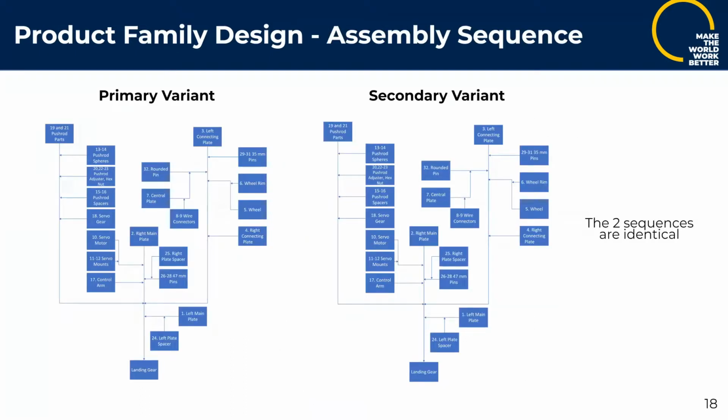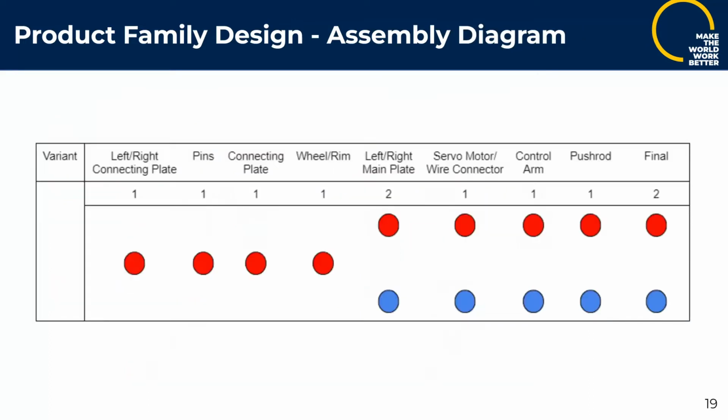So pulling our assembly sequence from before, we have created a primary and secondary variant version for the two variants. As you can see here, the two sequences are actually identical due to the fact that the only differentiating part of our product is the left and right main plate. So if we take a look at the next slide, we will see the assembly diagram. As I mentioned before, the only difference is the main plate, and that is actually assembled midway through the product. So some of the parts to the right of that can only be assembled once those parts are in. Therefore, this is the way that the diagram looks.